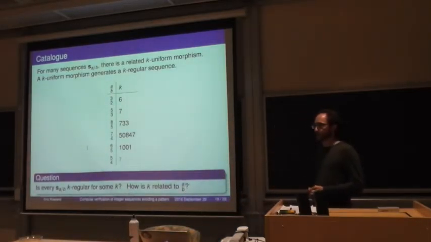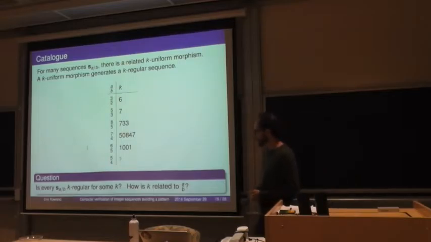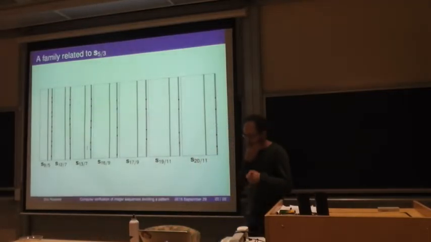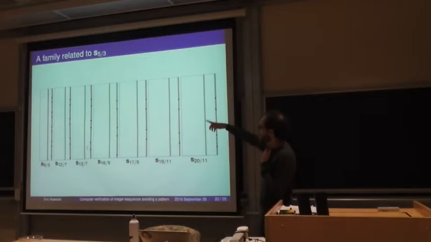So for 5/4, for example, it would be nice to know whether these sequences are always k-regular for some k, and if they are, how are they related? How is k related to a over b? So here's a family. This doesn't have 13/8 in it, but basically some of them come in families, right? So all these look very similar when you partition them at their correct width.